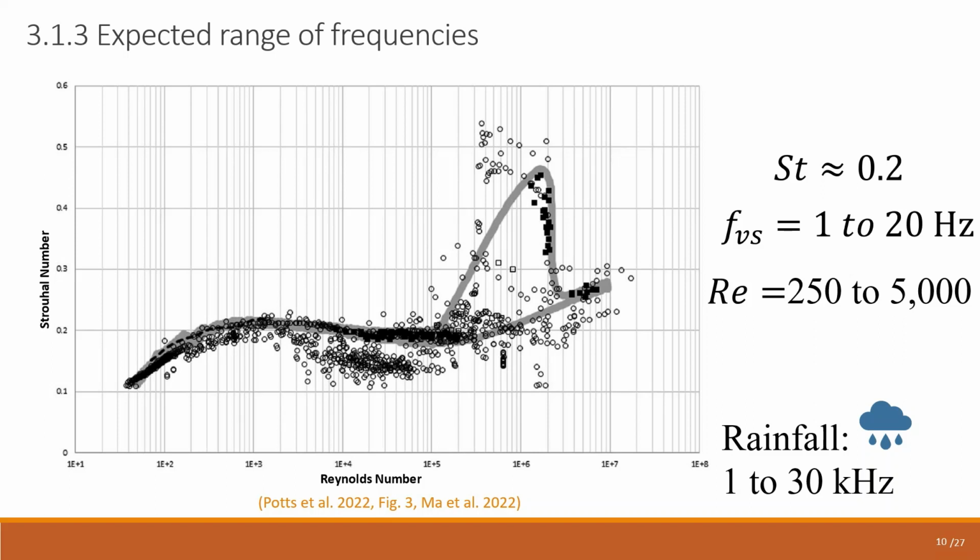This preliminary investigation shows that the expected frequencies may be outside the acoustic range of frequencies for rainfall of 1 to 30 kHz. However, further investigation using computational fluid dynamics is explored.